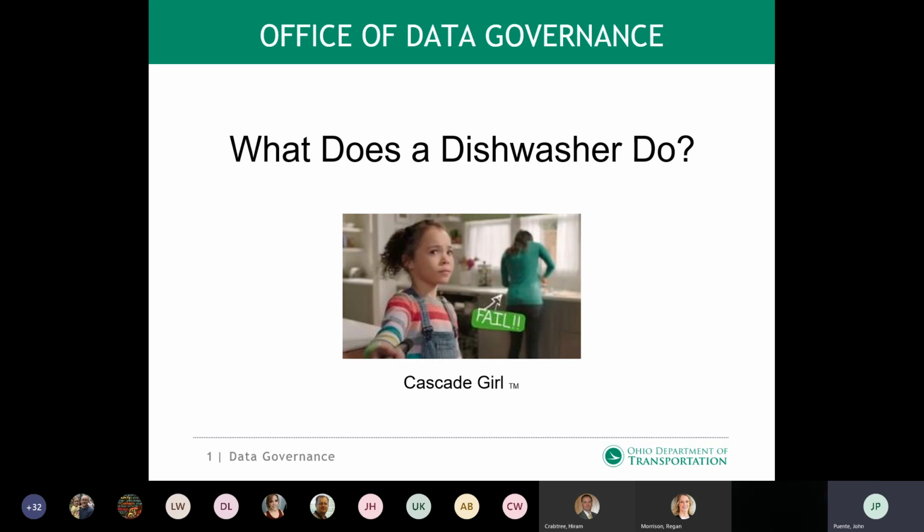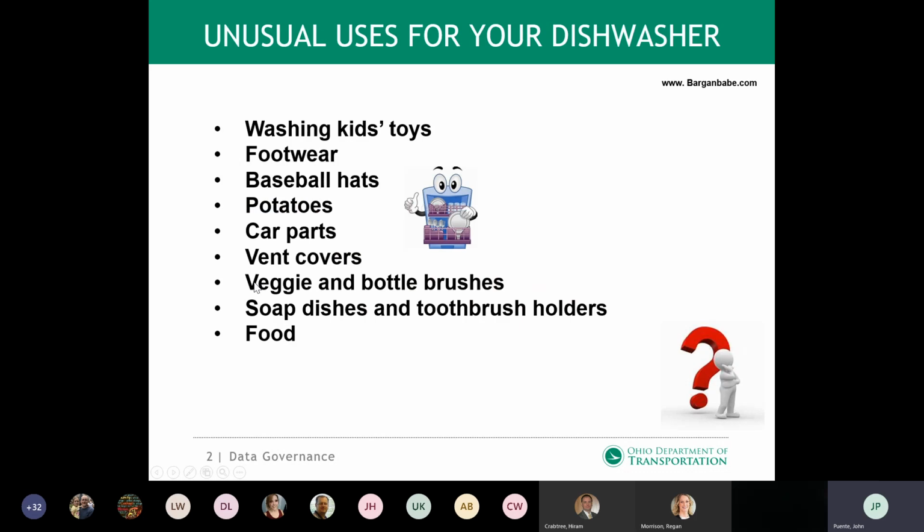So, what does a dishwasher do? If you have cable TV or are able to get commercials, a lot of times you'll see a commercial by the Cascade company, and there's a little girl. She watches her mom wash and rinse the dishes, and then she sees her put them in the dishwasher, and then she gets this really funny and perplexed look on her face and says, "What does a dishwasher do?" The reason being is she's seen her mom do all this advanced work and then still put it in the dishwasher. And what I found is this kind of response is right in line with our own data governance efforts.